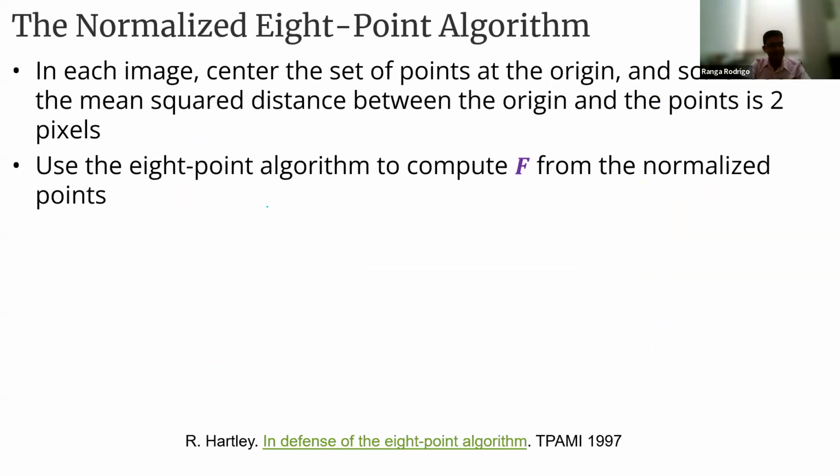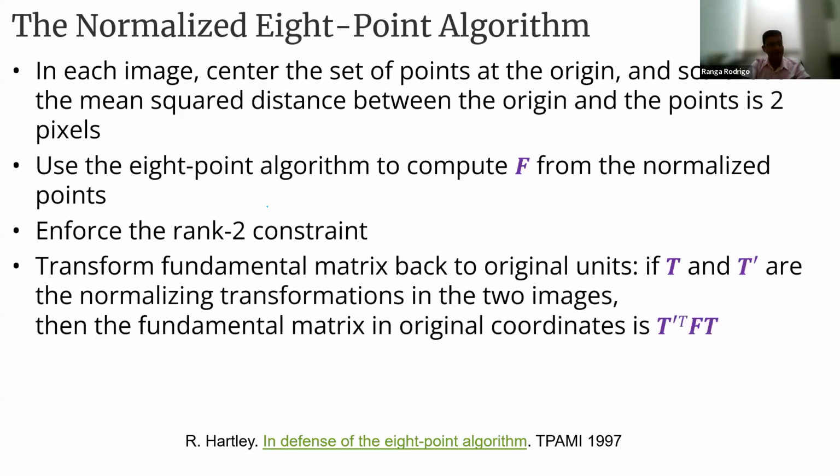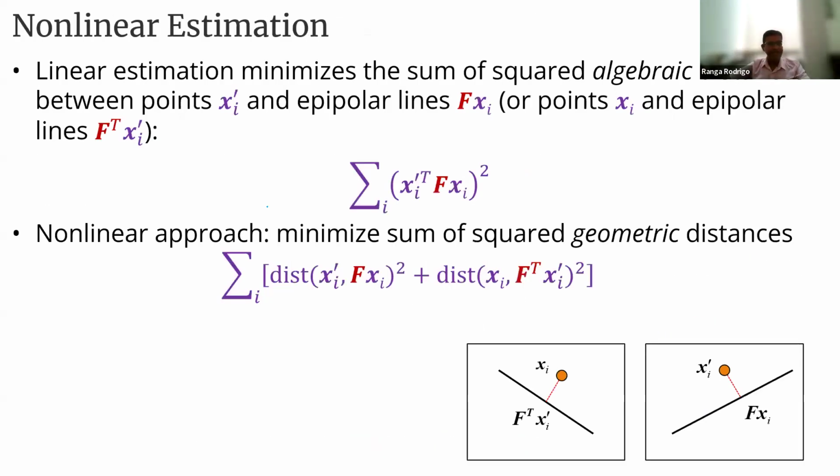These are things that Richard Hartley found. Use the 8-point algorithm to compute F for the normalized points, and enforce the rank constraint. Then transform the fundamental matrix back to the original units: if T and T prime are the normalizing transformations of the two images, then the fundamental matrix is like that. So these kinds of things are there in fundamental matrix estimation.